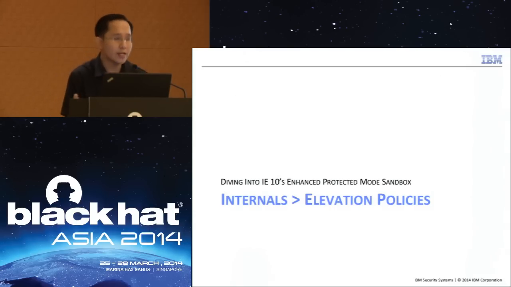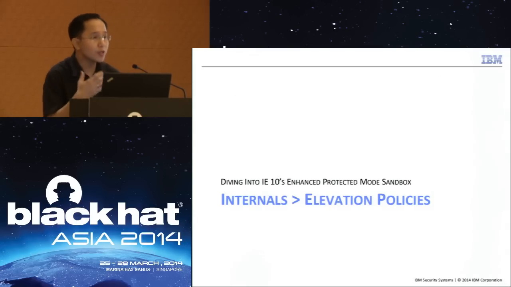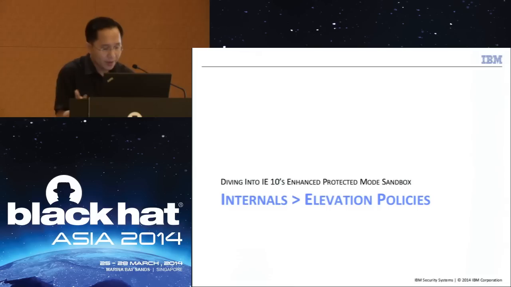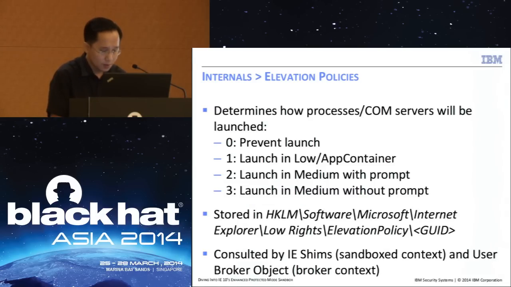I mentioned earlier that IE shims consults the elevation policies to determine what to do if it had intercepted the launch type APIs. Elevation policies determine whether to prevent launching of the application or a COM server. An example of policy number 0 is cmd.exe.